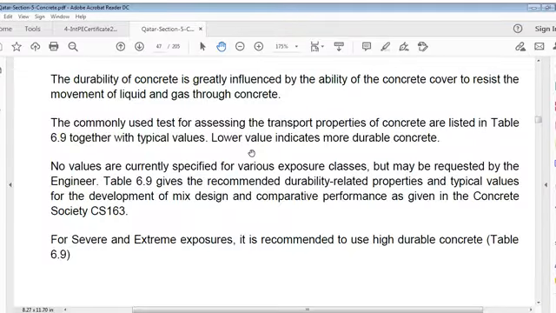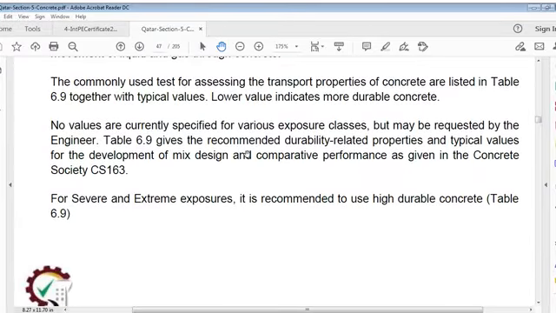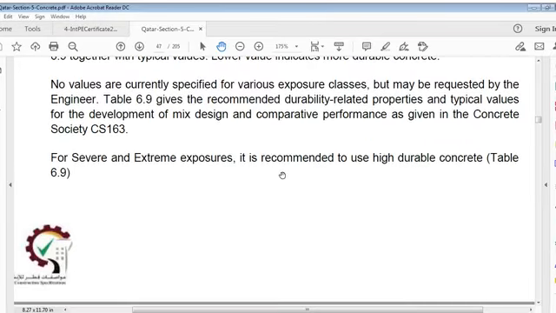Commonly used tests for assessing transport properties of concrete are listed in Table 6.9 together with typical values. A lower value indicates more durable concrete. No values are currently specified for various exposure classes but may be requested by the engineer. Table 6.9 gives recommended durability-related properties and typical values for development of mix design and comparative performance, as given in Concrete Society CS 163. For severe and extreme exposures, it is recommended to use highly durable concrete.